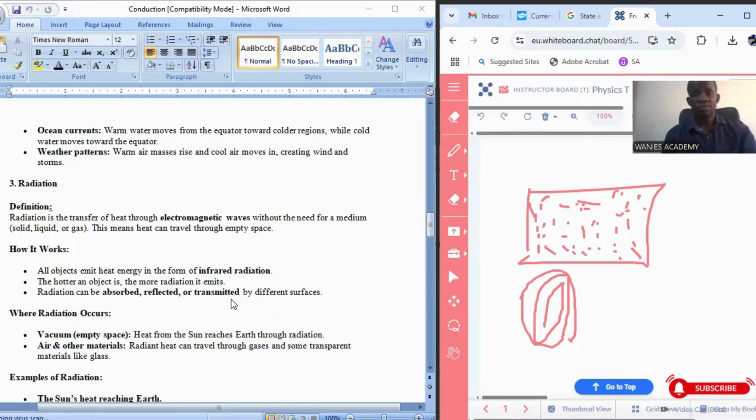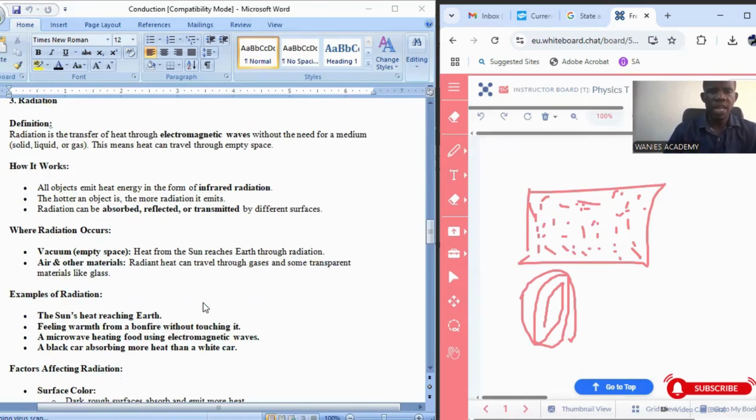How does it work? All objects emit heat energy in the form of infrared radiation. Now, the hotter an object is, the more radiation it emits. So radiation can be absorbed, reflected, or transmitted by different surfaces. Where does radiation occur? Radiation occurs in vacuum, in empty space, in air, and other materials. So these are places where radiation occurs.